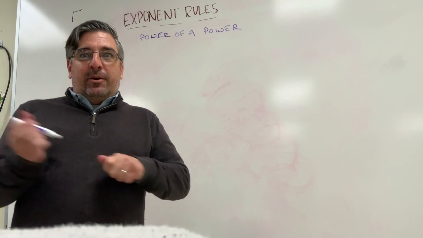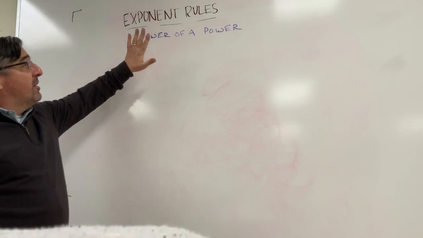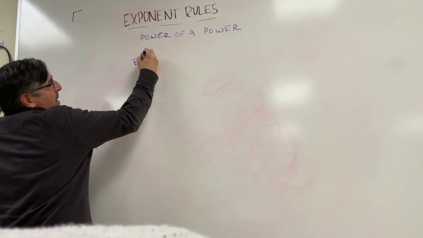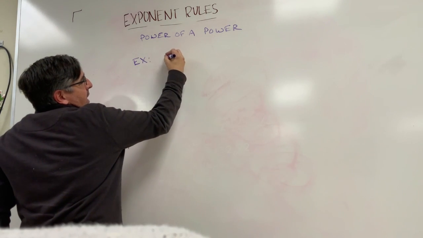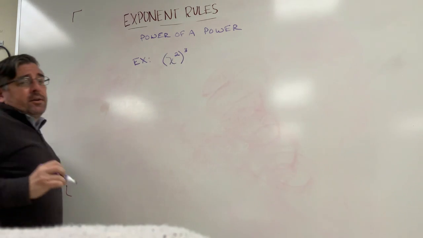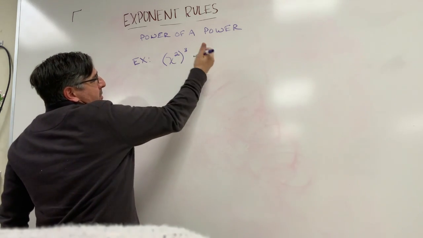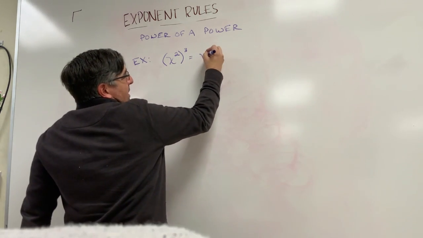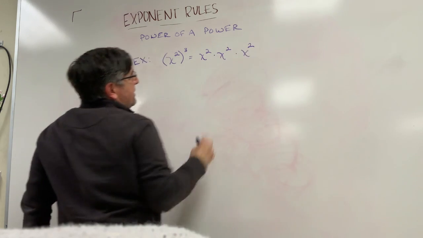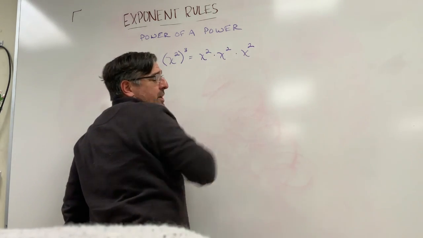All right, algebra, we're going to look at power of a power, the power of a power exponent rule. And it goes something like this. Imagine I gave you x squared to the 3rd power. Well, something raised to the 3rd power means that I'm going to multiply it times itself 3 times. So x squared to the 3rd power means x squared times x squared times x squared.